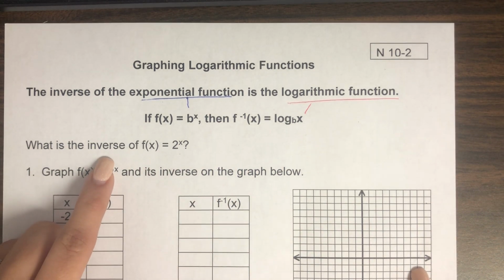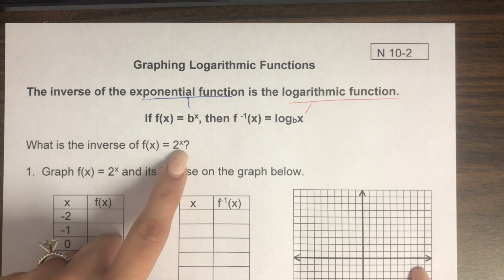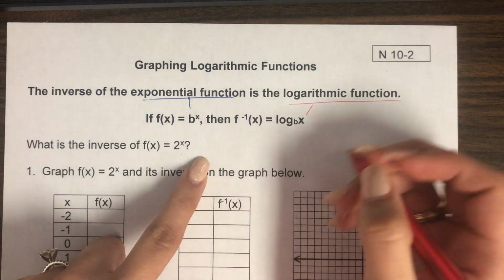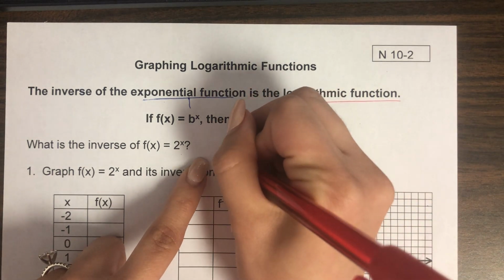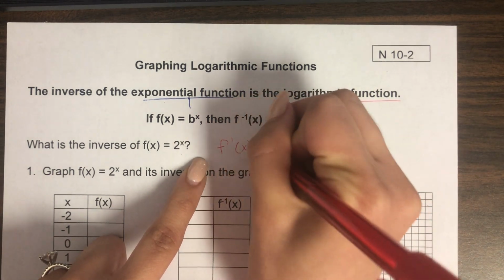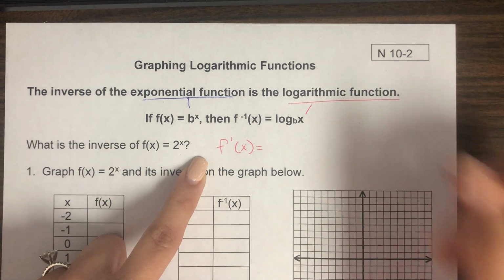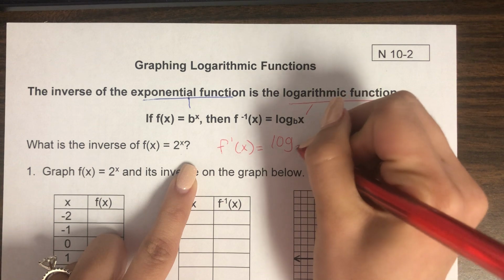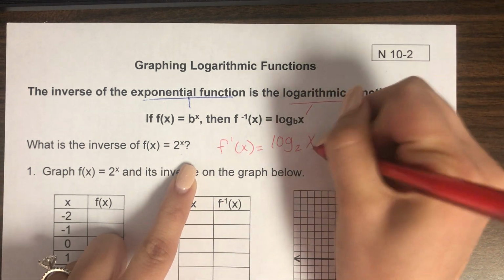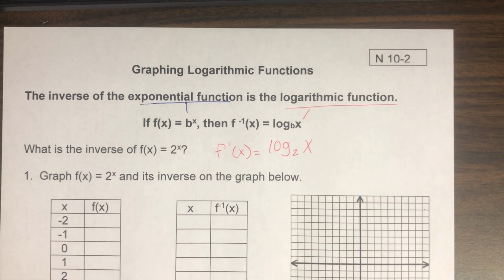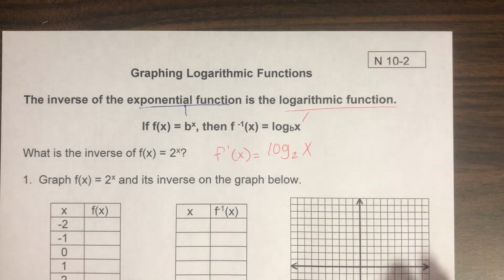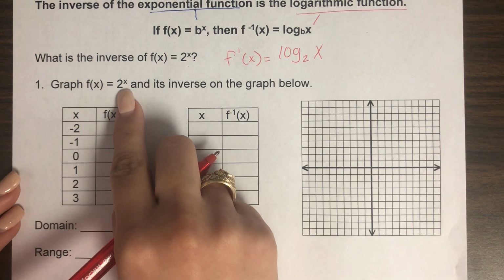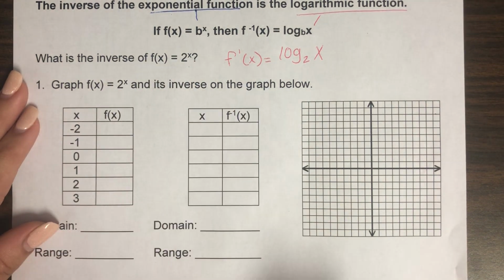So when it asks us what is the inverse of f of x when it is 2 to the x power, that is going to be simple. All I have to do is follow along with the equation right here. So my inverse, remember this is the sign of an inverse, is going to be log. My b is 2, so it's going to be log base 2 of x. Cool. So when we move on to question 1, it says graph our original and our inverse.